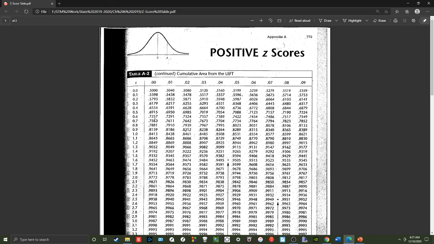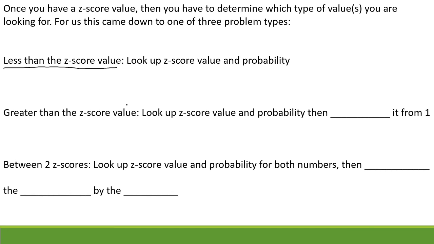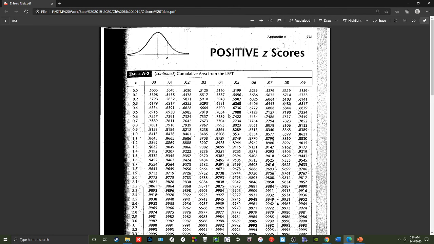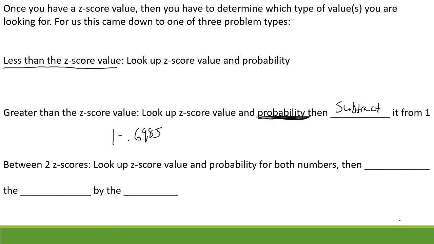Not more, but less. So if I want the probability of getting one that's more than that z-score, what I do is I take the probability and I subtract it from 1. So you subtract the probability value, called the p-value, from 1, not the z-score. So it'd be like 1 minus 0.6985. Not the z-score itself, but the probability you get in the middle of the table. So these values in the middle subtracted from 1, not the z-score.